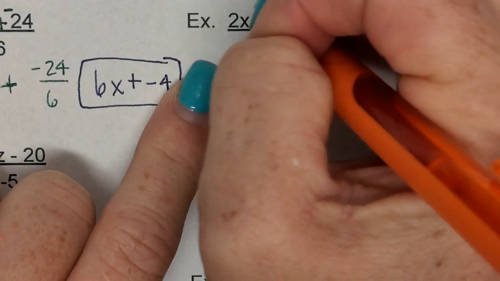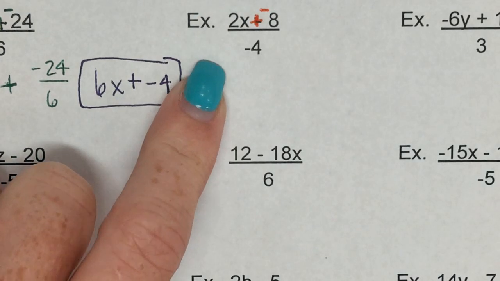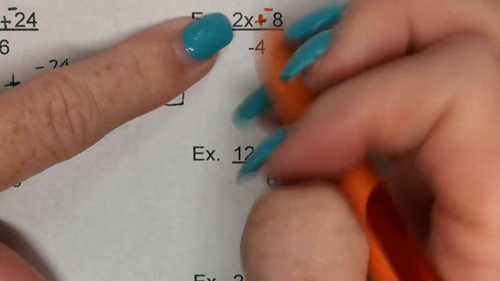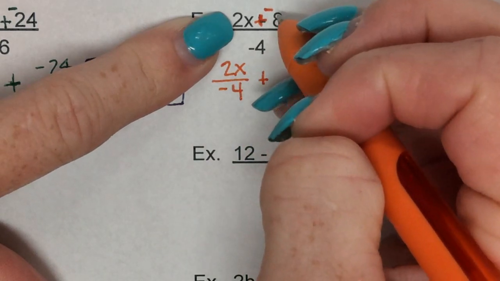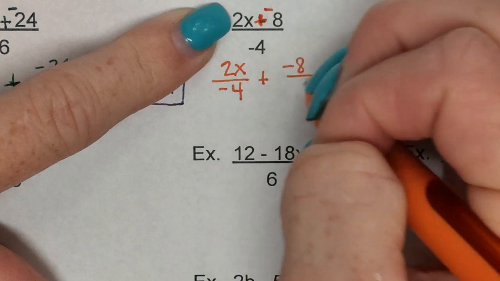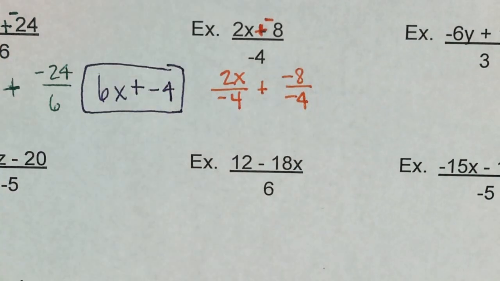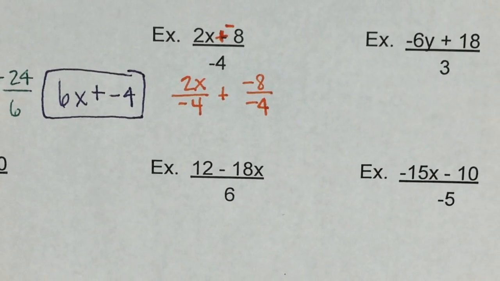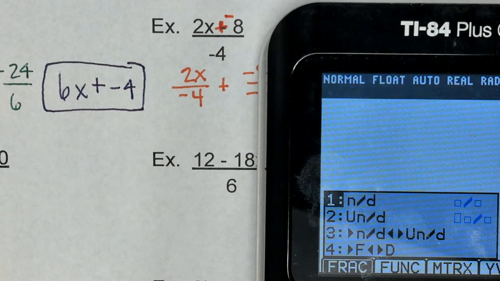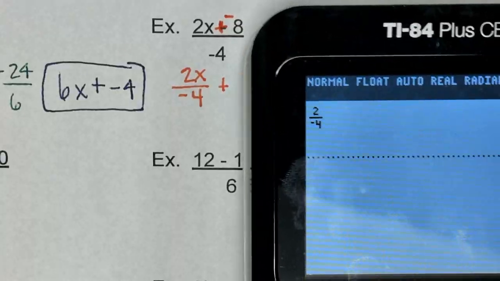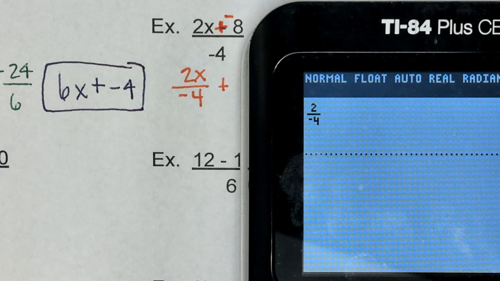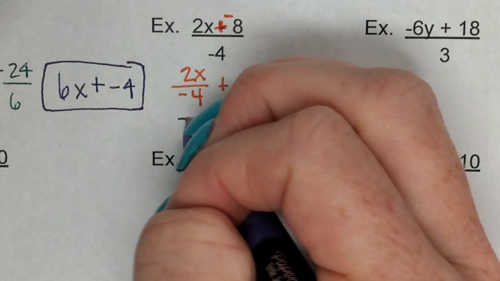Change. So I'm going to do the first term, 2x, over negative 4, plus the second term, which is negative 8, over negative 4. Now what do we do? Simplify. Use your alpha y equals button if you need to. So if I go to alpha y equals, option 1, and I type in 2 over negative 4, what does that simplify to? Negative 1/2. So I have negative 1/2.